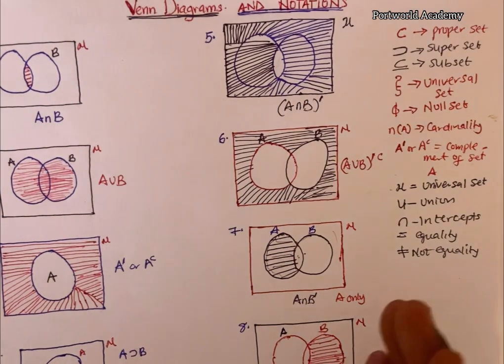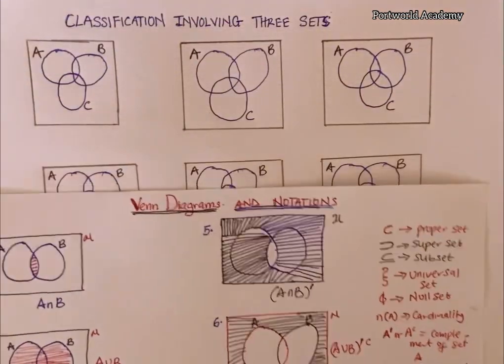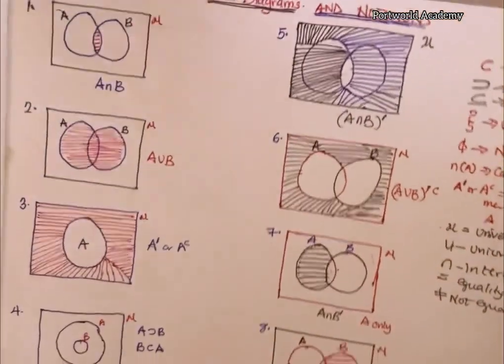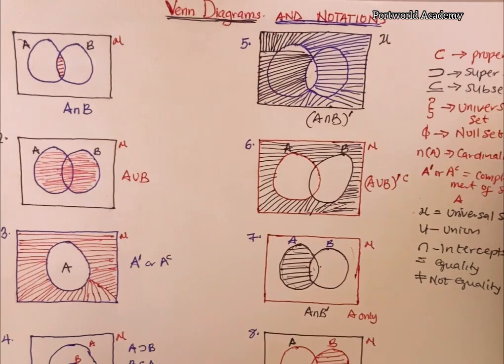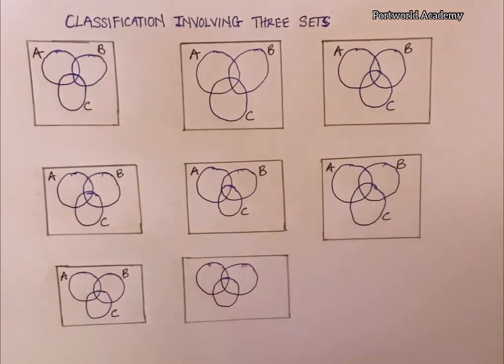So this was actually my last video on Venn diagram and notations, but today I will be moving to classification involving three sets. This is actually classification involving two sets. If you have a better understanding of classification involving two sets, then the one that involves three sets won't be difficult. Now, let's say I'm having 8 boxes here, and inside each box, I'm having my sets: set A, set B, and set C. So I'll be explaining the intersection and also the union and also the complement of three sets in this video.